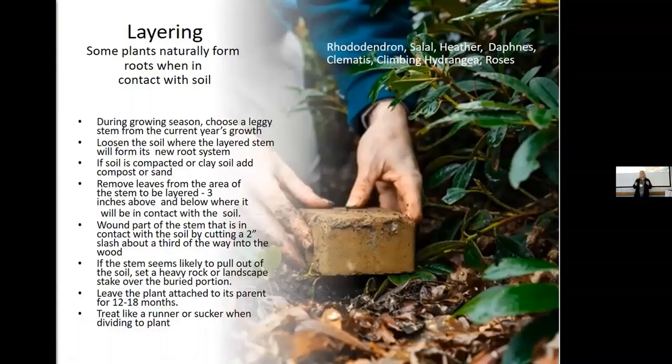The last propagation technique we're going to talk about is layering. Layering kind of happens by nature. If you leave a plant like a rhododendron and it gets leggy, oftentimes the ones lowest to the ground will do this naturally. You can cause this to happen by taking a lower leggy stem of a plant and figuring out where it's going to touch the ground. Then 3 inches above it and 3 inches below it, you're going to remove any nodes and leaves, and you're going to rough up the bottom.